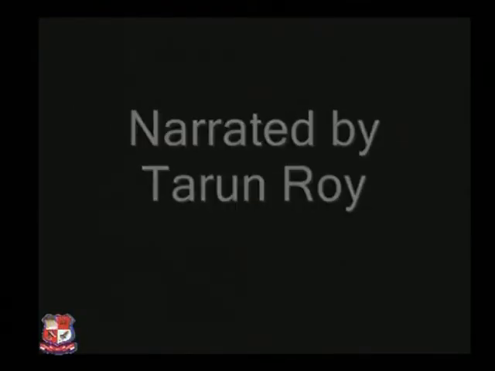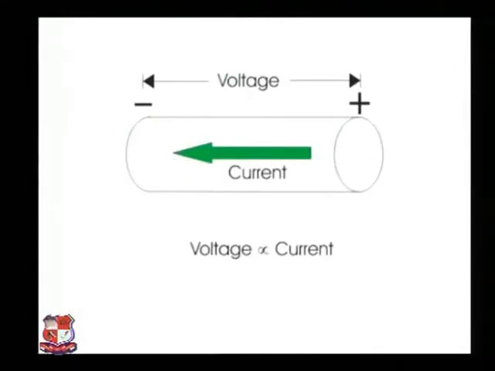Let's have a discussion on Ohm's law. This is very basic law of electrical engineering. This law states that electric current through a conductor is directly proportional to the applied voltage across the conductor. Before going through the detailed study of this law, we will try to understand the process of current flowing through a metallic conductor.